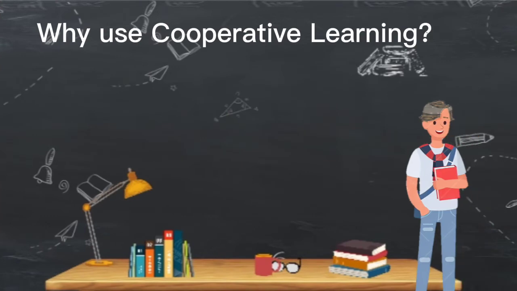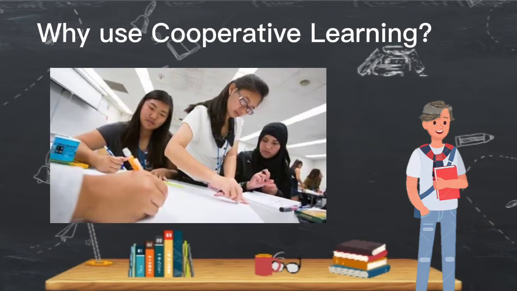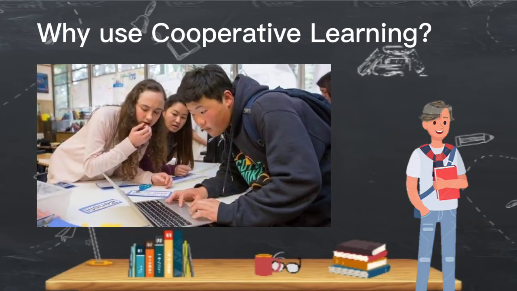Why use cooperative learning? Number 1. Promote student learning and academic achievement. Cooperative learning helps students to learn because each of them can share ideas and knowledge about the same goals they want to achieve. Students brainstorm and use critical thinking on how they can finish their projects or anything they want to accomplish.